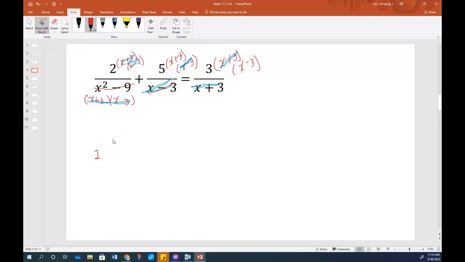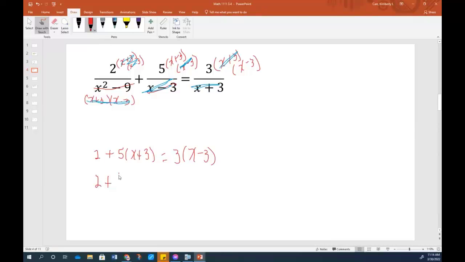So I ended up with a 2 plus 5 times x plus 3 equals 3 times x minus 3. This is where we move into that solve by any appropriate method. So first of all, my cleanup, I want to simplify this so far as possible. So I've got to distribute and all of that.